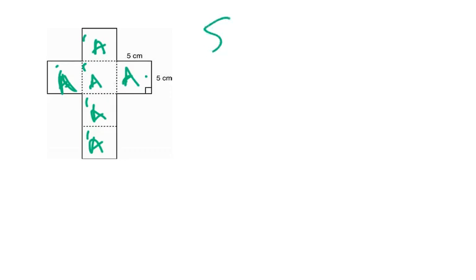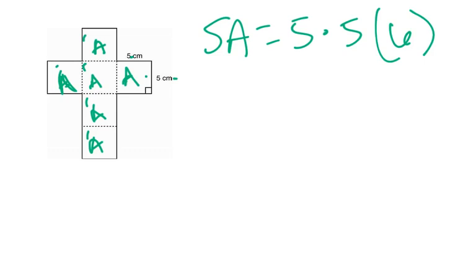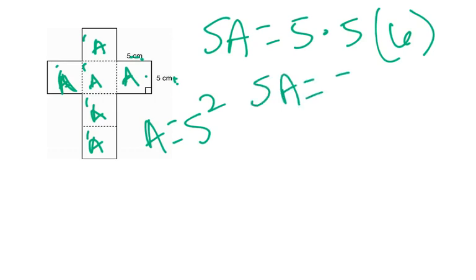So surface area is going to be 5 times 5, multiplied by 6. Now, the formula for area of a square is side squared. Remember that, right? So that's where this 5 times 5 is coming from, because 5 squared is the same thing as 5 times 5. So I'm going to rewrite that: 5 squared times 6. So my surface area is going to be equal to 5 squared.